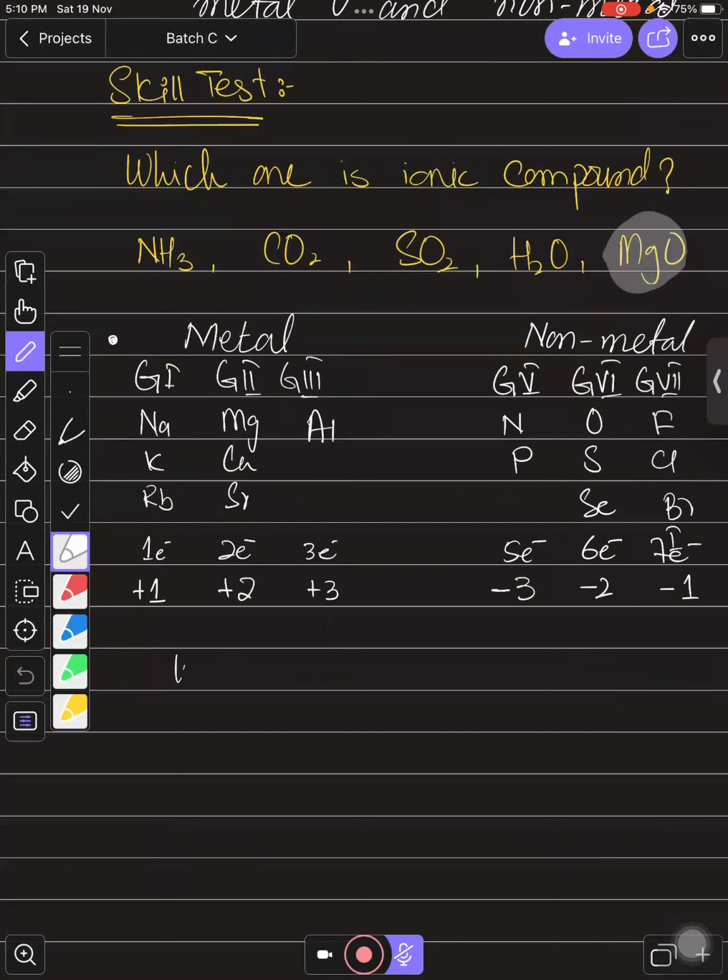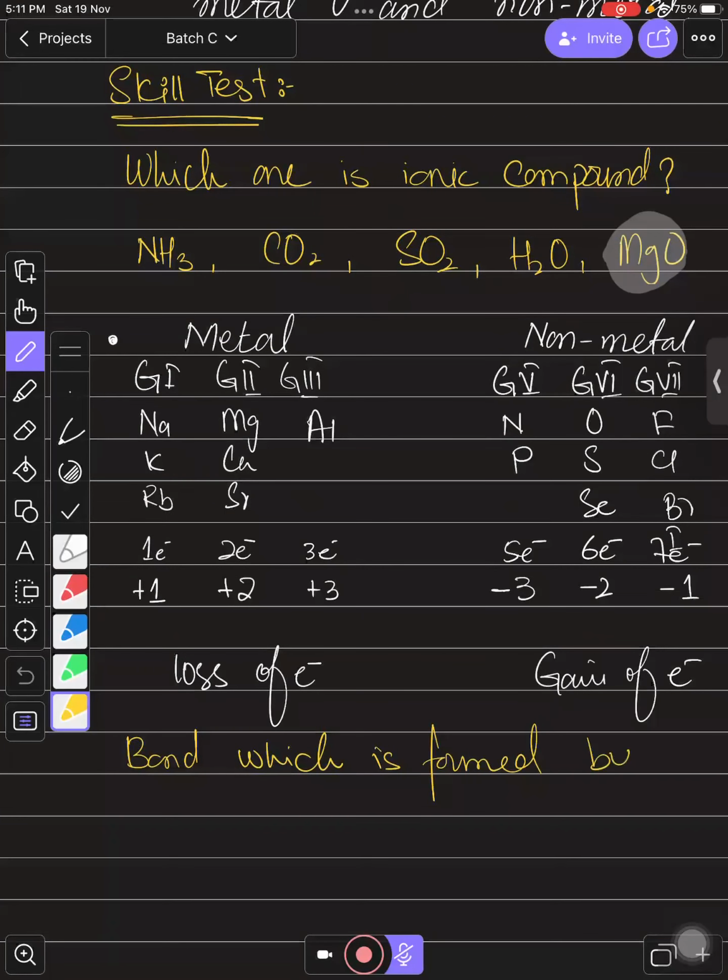Metals always lose their electrons. You will always find loss of electrons by metals, and there is always a gain of electrons you will find on non-metals. So this is the general definition for an ionic compound. This is actually the bond which is formed by the transference of electrons. You need to remember this word. It's very important. You can say that it is the bond which is formed by complete transference of electrons.